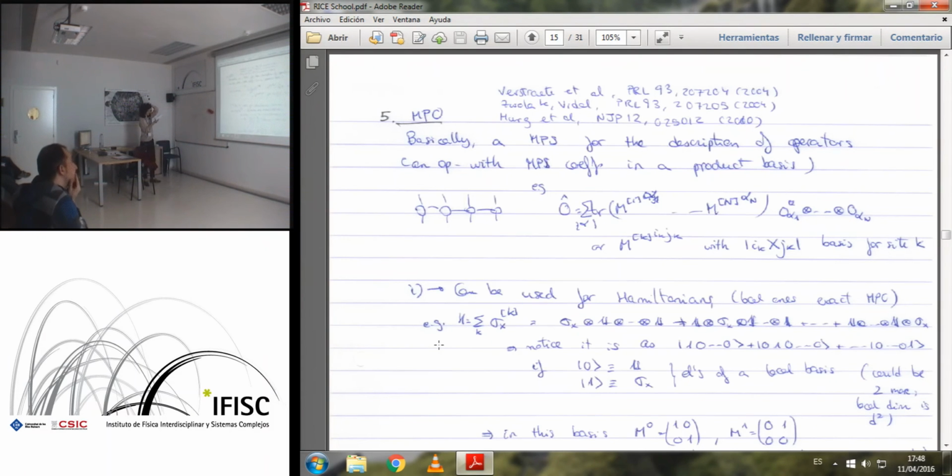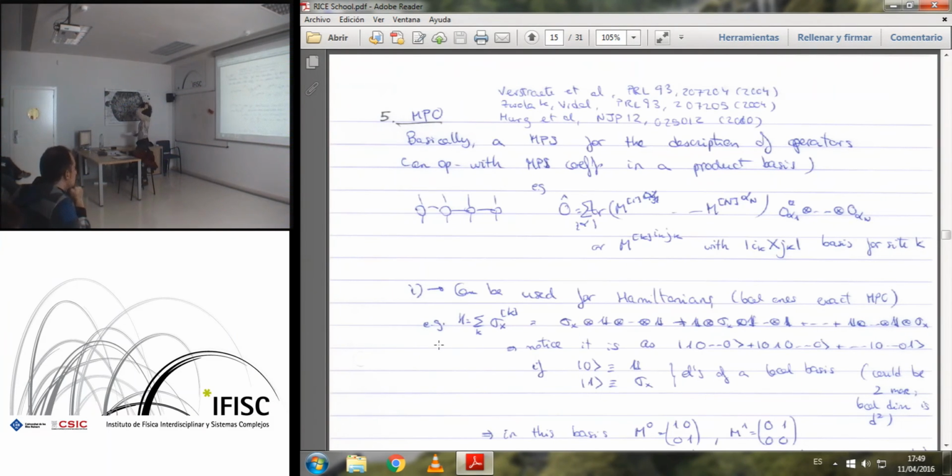Simultaneously by Frank Verstraete, Juanjo García Ripoll and Ignacio, and by Michael Zvolak and Guifre Vidal. And it's a natural extension of matrix product states. So matrix product states, you can think of them as a family of vectors in some vector space where the coefficients in a product basis have the form of a product of matrices.